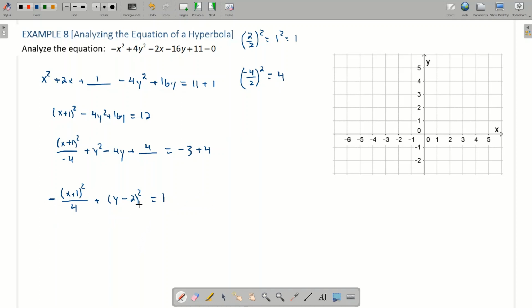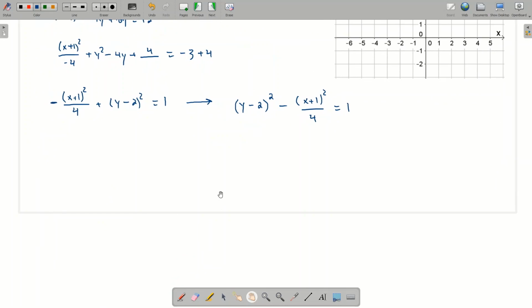If we order it the appropriate way, meaning that we want the first term to be the positive term, that means y has to actually be the first one. So that'll be y minus 2 squared minus x plus 1 squared over 4 equals 1. So tedious, but we're now in standard form.